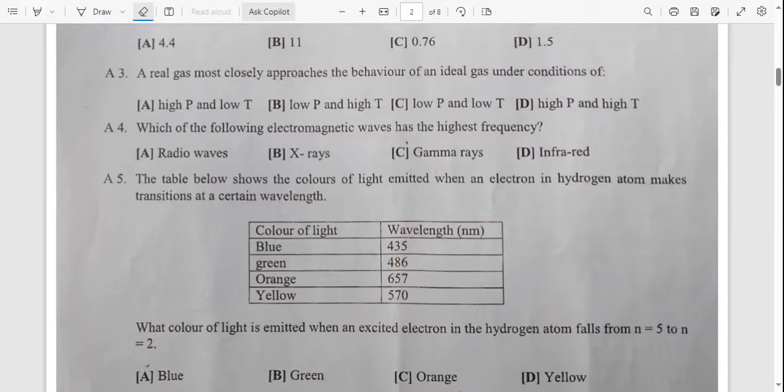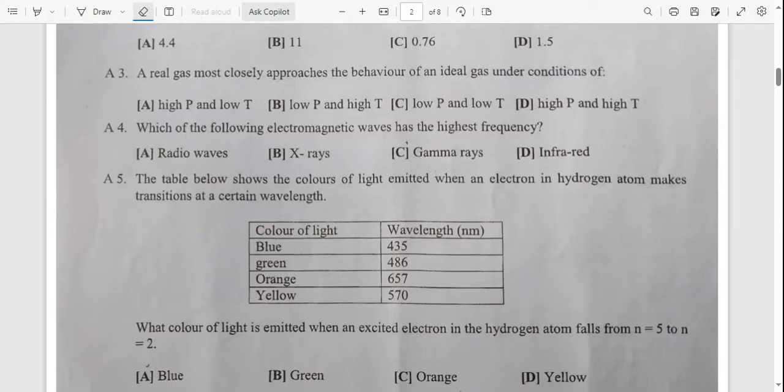Mostly because these two are opposites of each other. When you increase the temperature, you are trying to reduce the pressure like that. The relationship between them, if you use P times V over T, if you know that equation, P1 V1 over T1 is equal to P2 V2 over T2, the ideal gas law. So you are increasing temperature, reducing pressure, then you are approaching the behavior of an ideal gas.